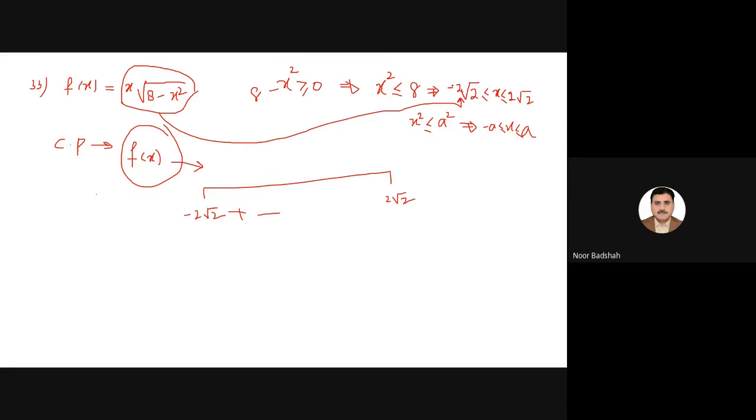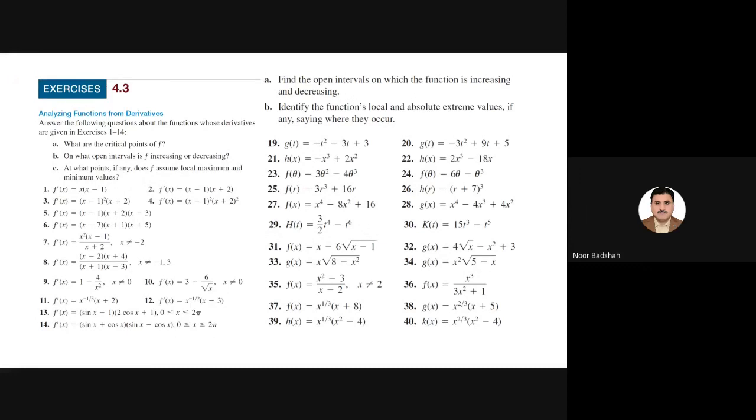Okay, so I am doing 34. Thirty-four question is: f of x is equal to x square root under root 5 minus x. X square under root 5 minus x.